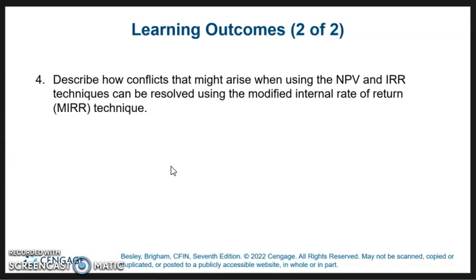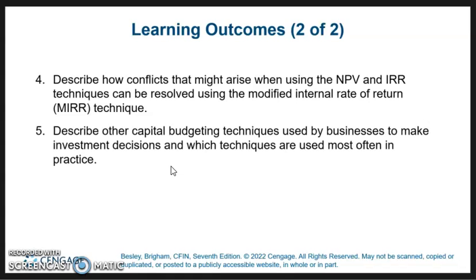So we're going to work problems in Excel, the problem solutions for this chapter, and in these videos I will use the BA II Plus Professional. And then we'll talk about other types of capital budgeting techniques, and we'll do some of the other calculations related to those.